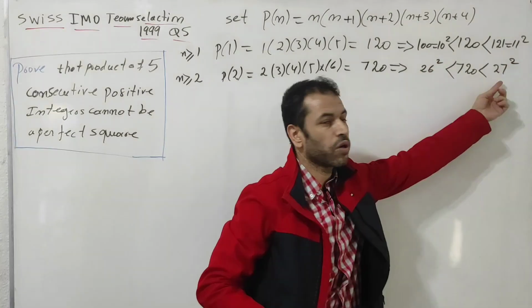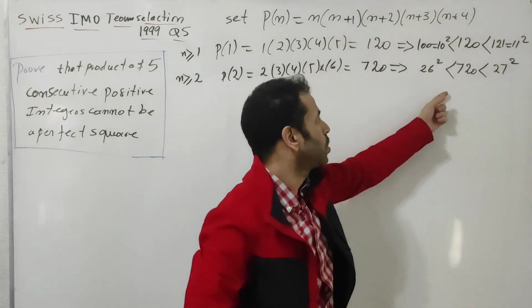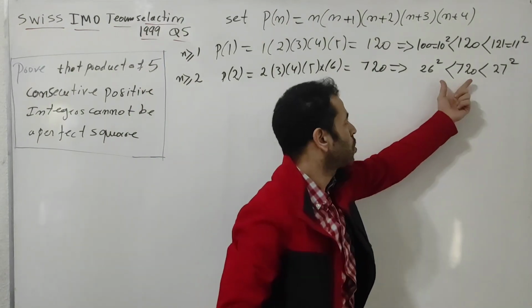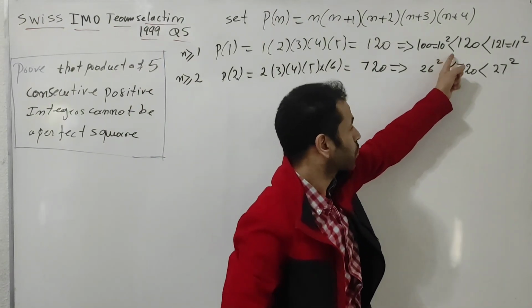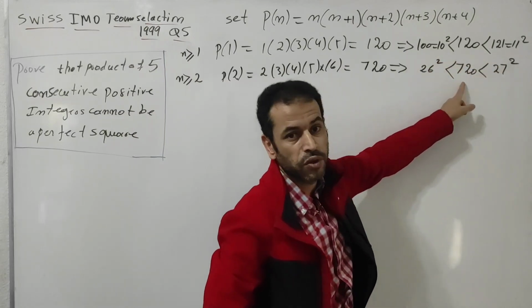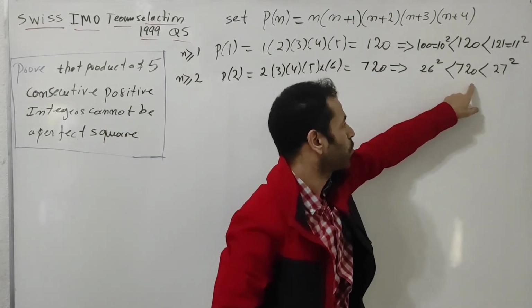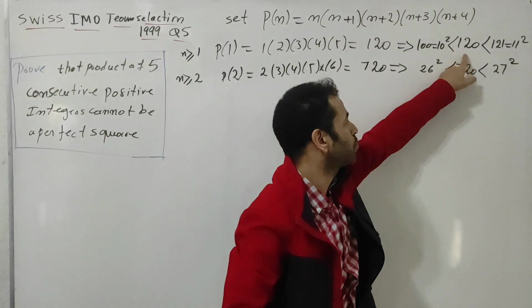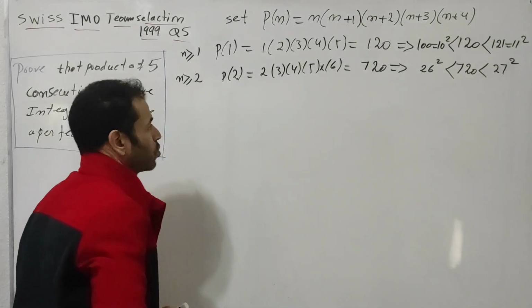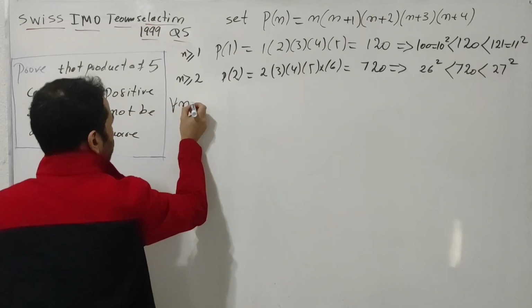If you calculate this one, it gives you something approximate to this. So we take the number less than this one and take the square. We have 120 between 2 consecutive squares, and 720 between 2 consecutive squares. So that means 120 is not a perfect square and 720 is not a perfect square. Let's move on to the general case, for all integers n.